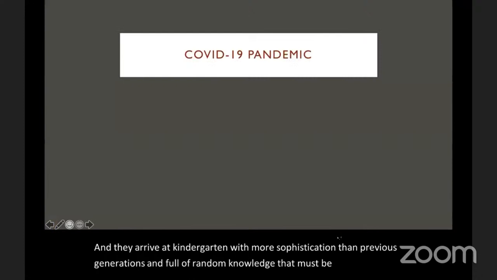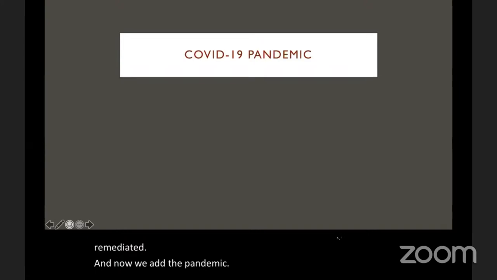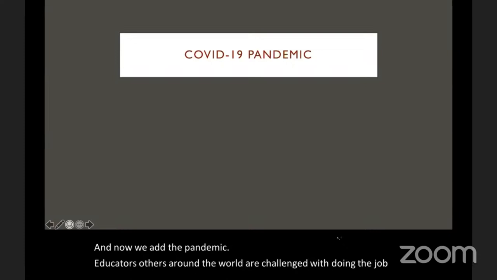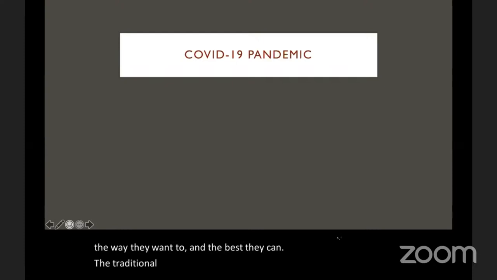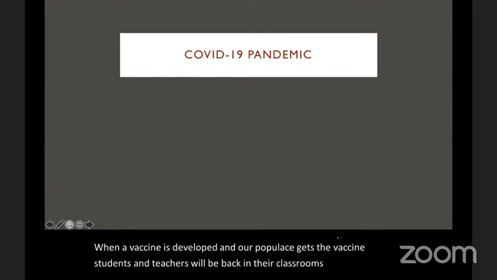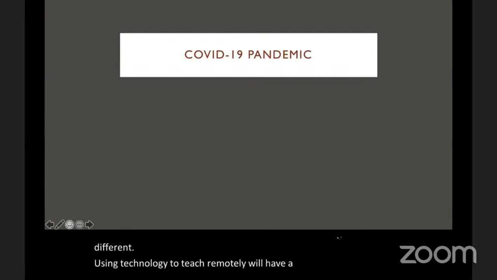And now we add the pandemic. Educators, like others around the world, are challenged with doing the job the way they want to and the best they can. The traditional approach to teaching is not an option right now. Education was starting to shift because of the factors mentioned in the last slide, but this will be the biggest game changer. When a vaccine is developed and our populace gets the vaccine, students and teachers will be back in their classrooms, but things will be different. Using technology to teach remotely will have a profound effect on how things are done in the future. Some of the face-to-face approaches work best, and some of the distance learning strategies will be worth preserving.